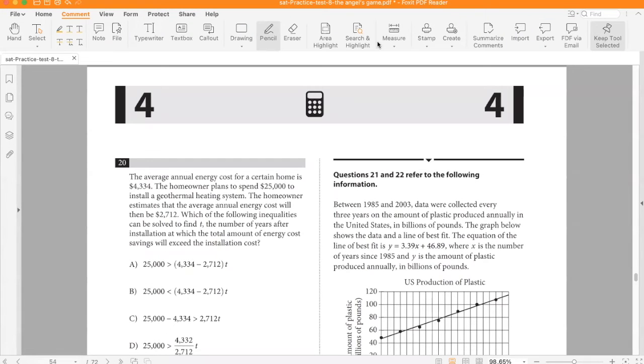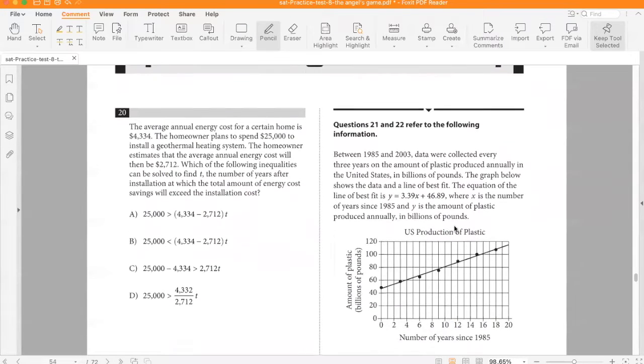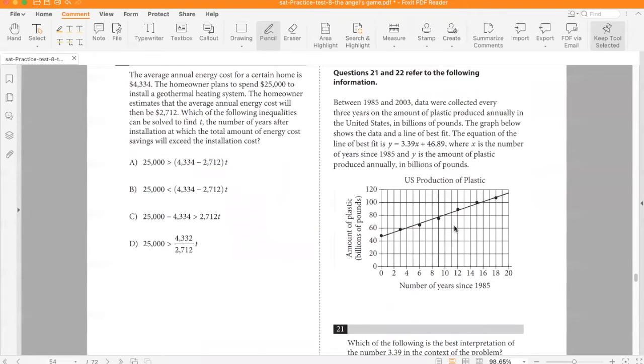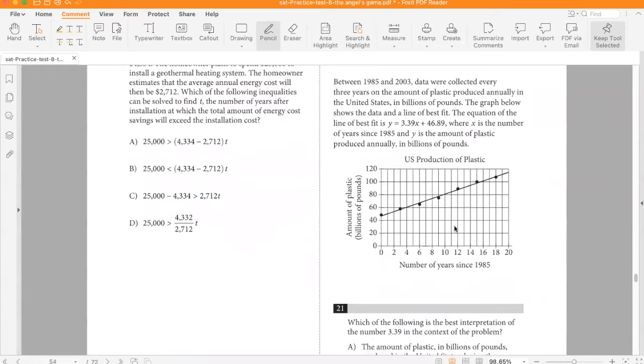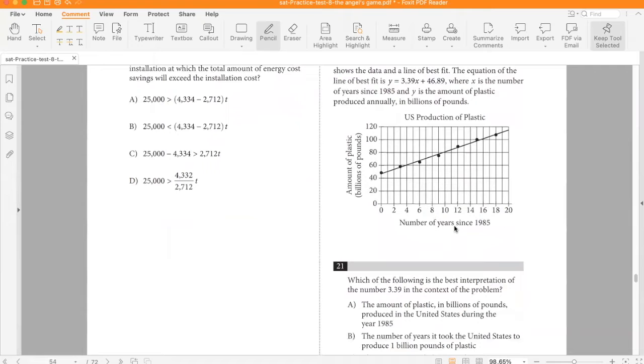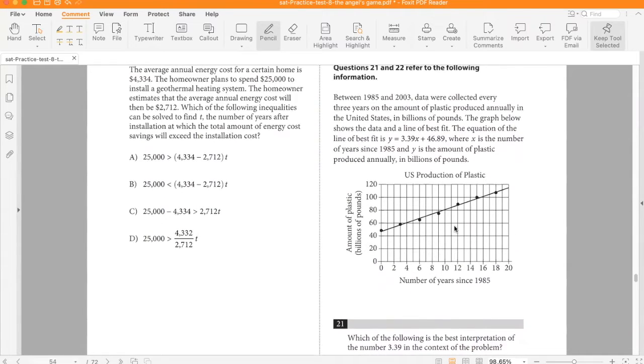Questions 21 and 22 refer to the following information. Between 1985 and 2003, data were collected every 3 years on the amount of plastic produced annually in the US in billions of pounds. The graph below shows the data and a line of best fit. The equation of the line of best fit is this, where X is the number of years since 1985 and Y is the amount of plastic produced annually in billions of pounds. Which of the following is the best interpretation of the number 3.39 in the context of the problem?